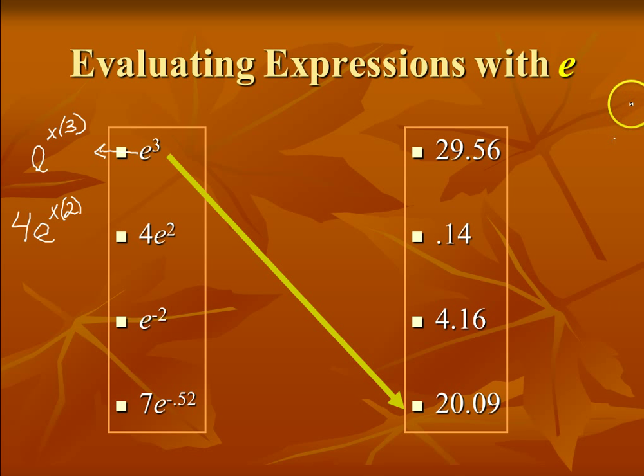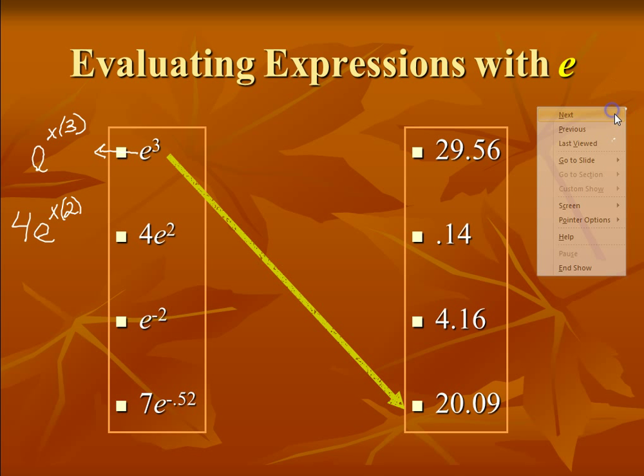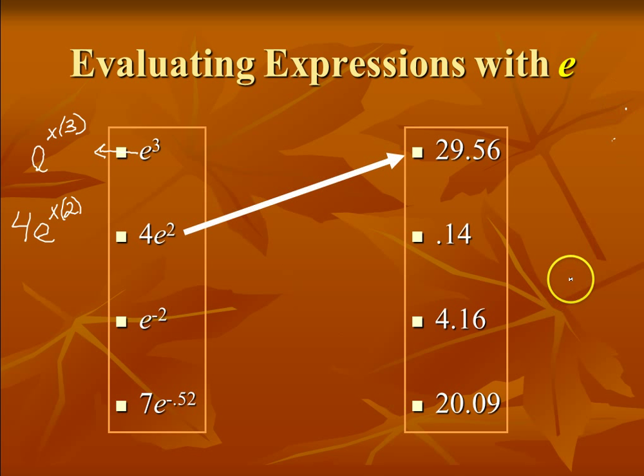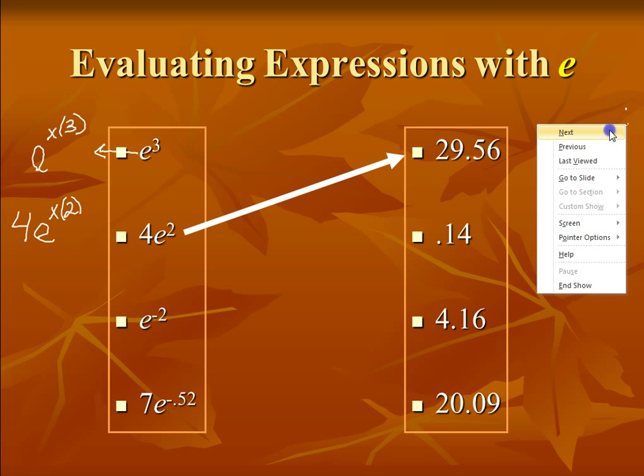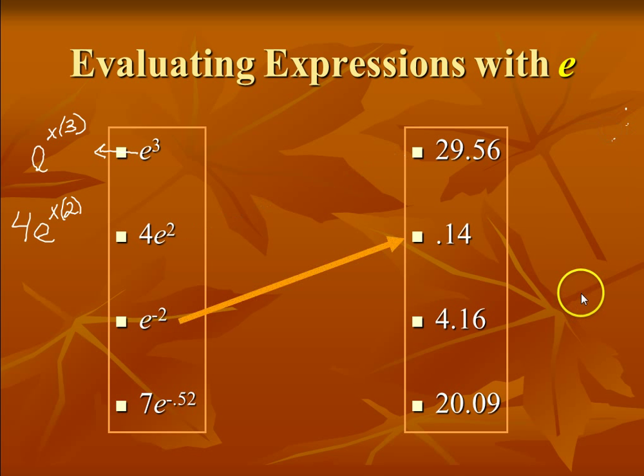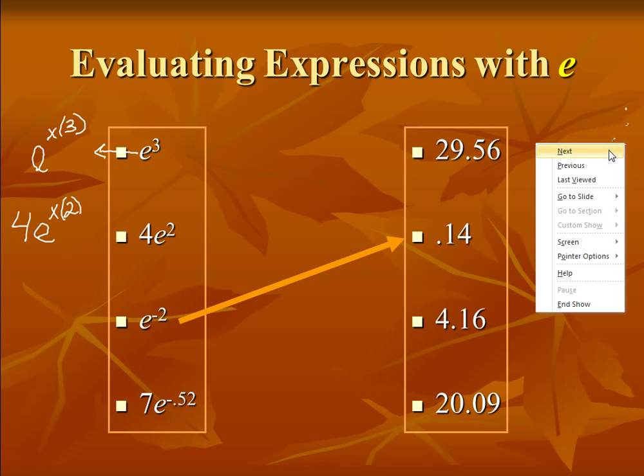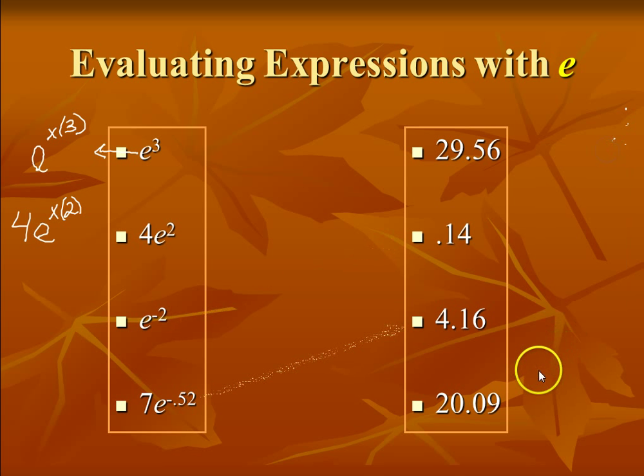How about the second one? Typed it in. 4e squared is 29.56. The next one, e to the negative 2. Type it in. You get 0.14. The last one, 7 times e to the negative 0.52. You should get 4.16.